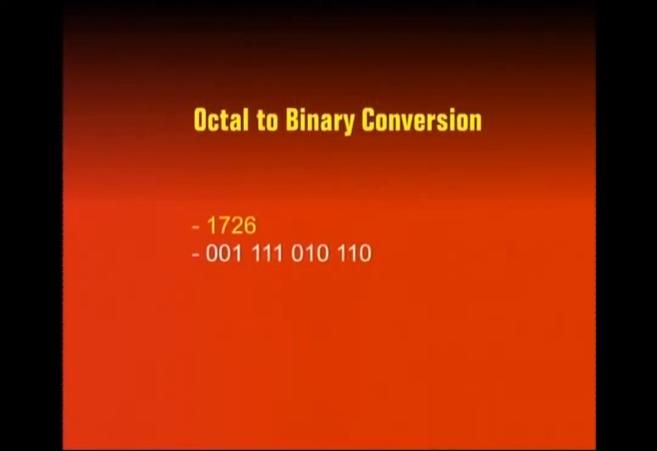Let's now consider the octal to binary conversion. The octal number is 1726. Each octal digit is replaced by its equivalent 3-bit binary number. Thus, octal 1 is replaced by 001. Octal 7 is replaced by 111, octal 2 is replaced by 010, and octal 6 is replaced by 110.